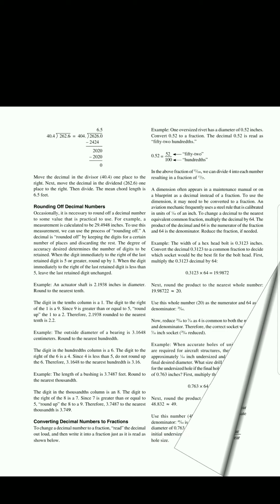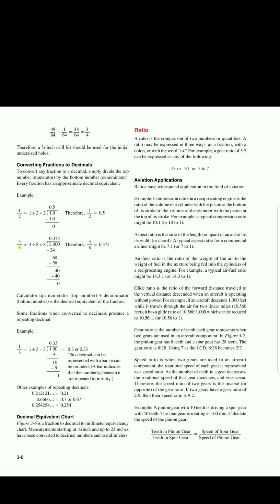To determine the drill size for the initial undersized hole, subtract 1/64 inch from the finished hole size. 49/64 minus 1/64 equals 48/64, which reduces to 3/4. Therefore, a 3/4 inch drill bit should be used for the initial undersized holes.